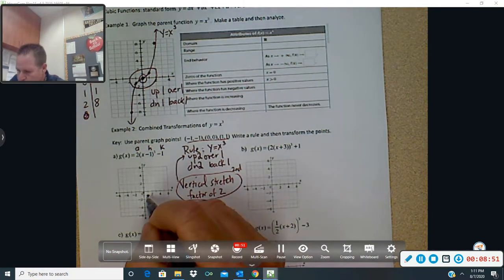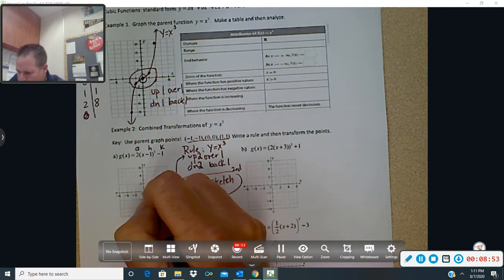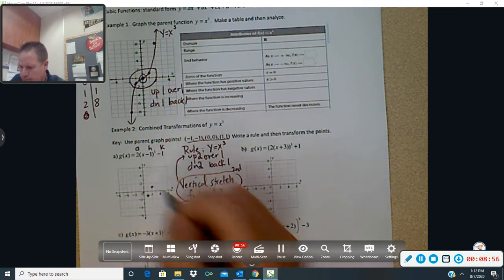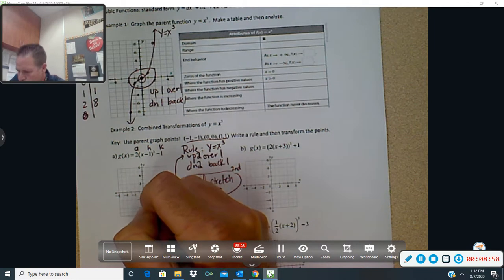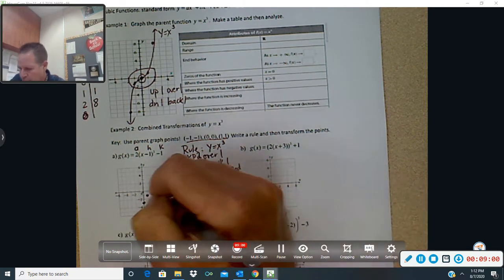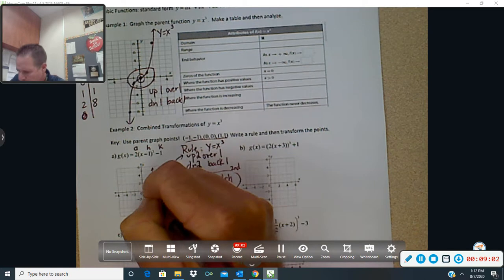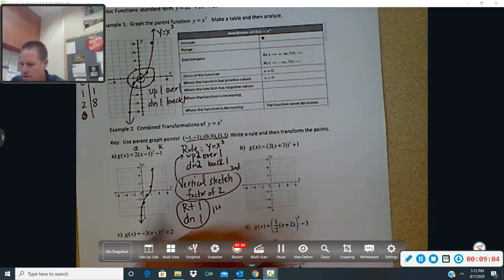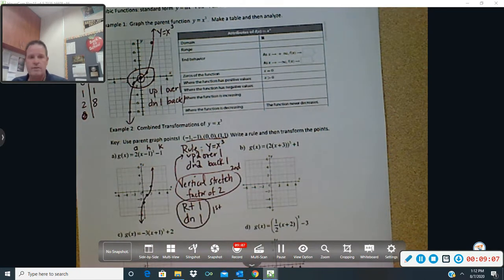So from this point, you're going to go up 2, over 1, go down 2, back 1. Half a parabola up, half a parabola down, and you just graphed that equation.